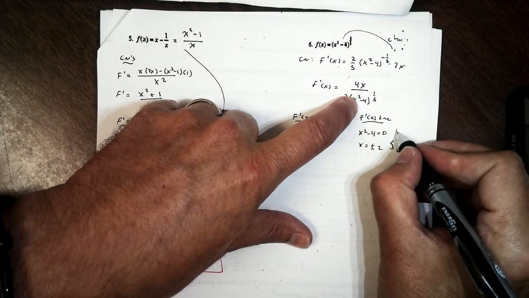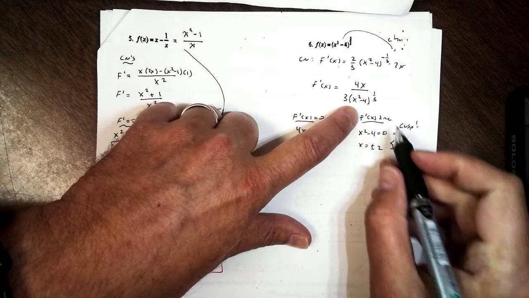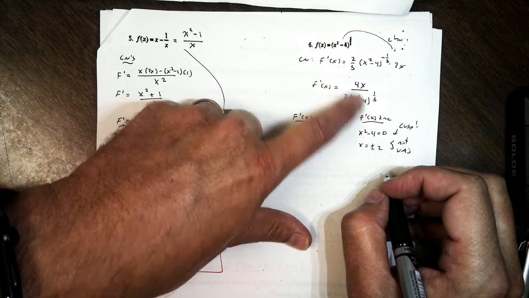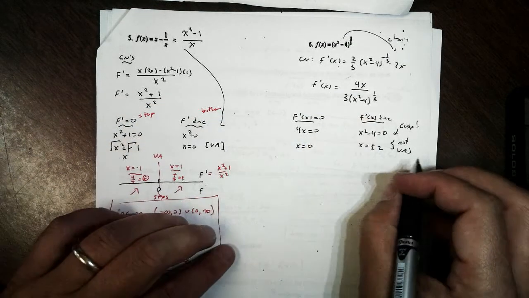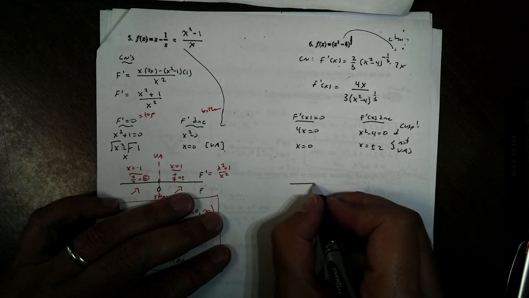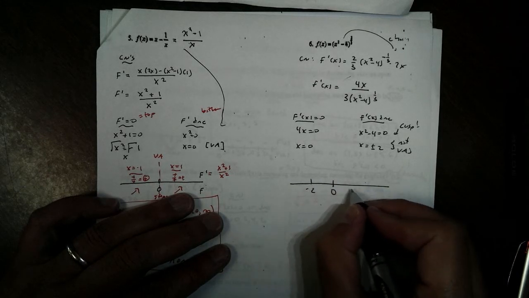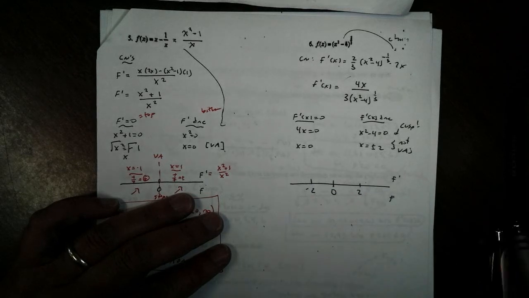So this probably tells me that this is most likely a cusp. It's not differentiable at plus or minus 2, so it's probably a cusp, not differentiable because the derivative does not exist there. So when I do my sign charts, 0, negative 2 and 2, my derivative, how does it make my function look?